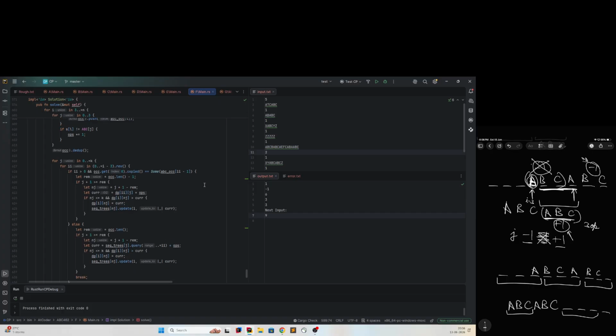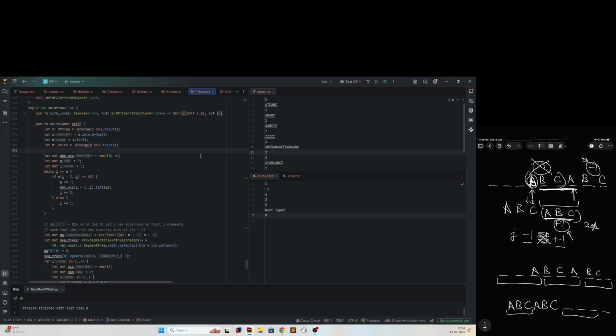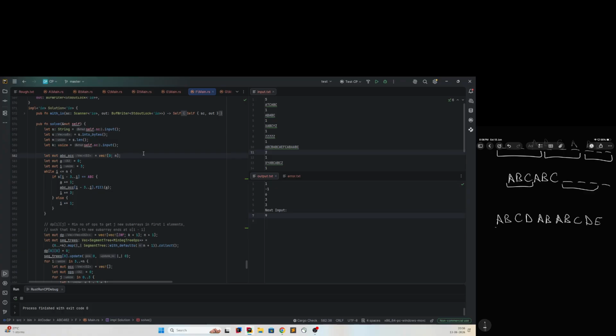So now let's go to the implementation. Initially, I scanned through the entire string and labeled each ABC. So if it was something like A, B, C, D, A, B, A, B, C, D, E, let's say, I labeled these positions as 1, these as 2, and others as 0.